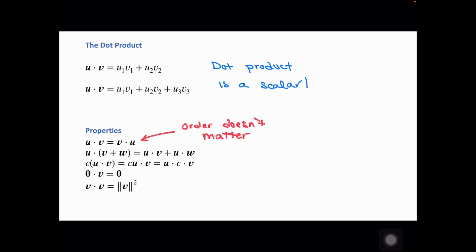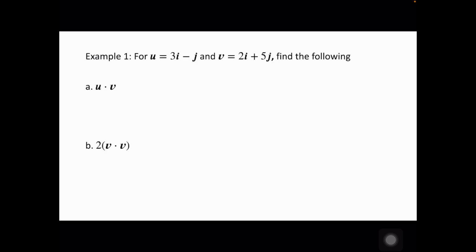I also have on the screen a list of some properties of the dot product. I'd just like to draw attention to the first one. The first property says that the order that you multiply in doesn't matter. And our other properties, we can come back to them later if we need to, but they really are just saying things like we can distribute over sums. If we have a scalar, we can multiply the scalar by either vector and then perform the dot product. If we take the dot product with 0, we get 0, etc. So let's just do some examples and see how this works.